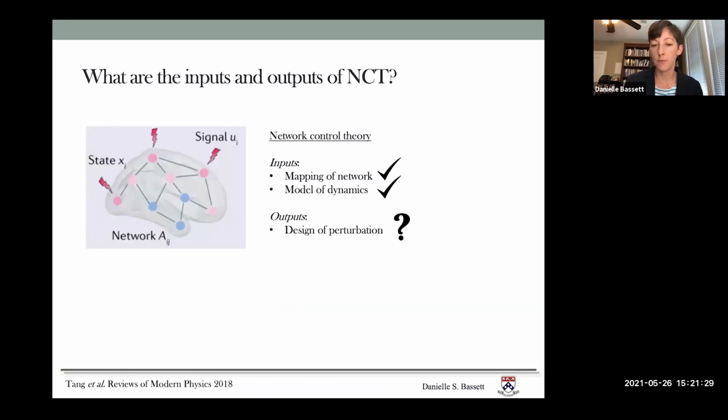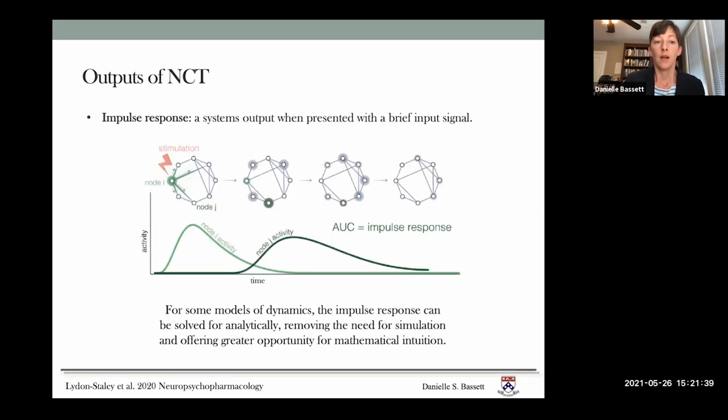So that has brought us to, we've done mapping the network, we've done models of dynamics. I'd like to get to the last section, which is outputs. How do we design a perturbation? So I'm going to list a few outputs of NCT. I'm going to go from first and simple to more complicated. The simplest one is the impulse response, which is a system's output when presented with a very brief input signal. And here's an image of what that looks like.